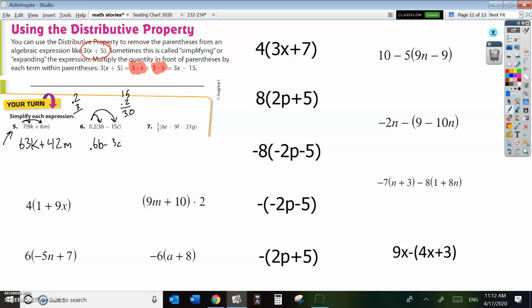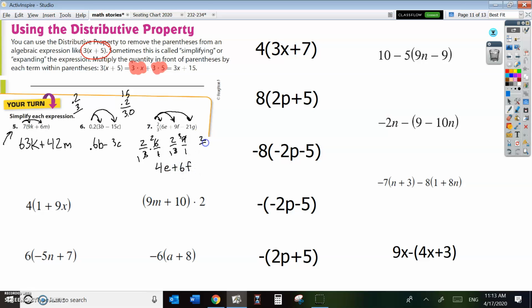Okay, that's all. 2/3 times 6, 2/3 times 9, 2/3 times 21. 2/3 times 6. You're going to cross cancel 6 and 3, 2 and 1. So that will be 4e. 2/3 times 9. Cancel the 9, cancel the 3. 9 becomes a 3, 3 becomes a 1. 2 times 3 is 6f.